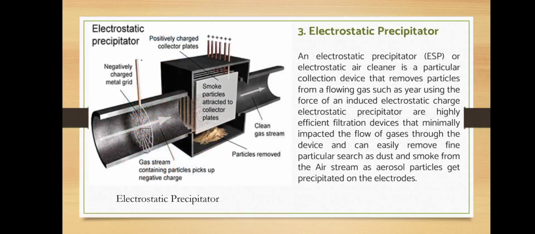And third is electrostatic precipitator. An electrostatic precipitator or electrostatic air cleaner is a particle collection device that removes particles from flowing gas such as air using the force of an induced electrostatic charge. Electrostatic precipitators are highly efficient filtration devices that minimally impact the gas flow through the device and can easily remove fine particles such as dust and smoke from the air stream. Aerosol particles get precipitated on the electrodes.